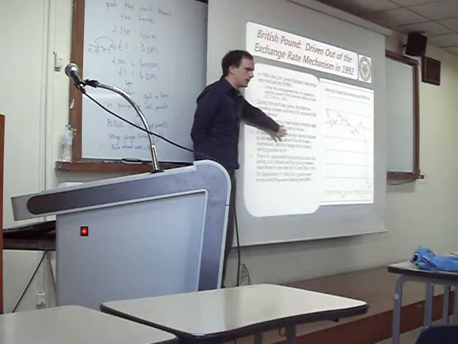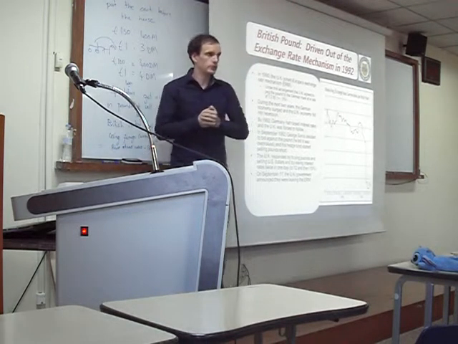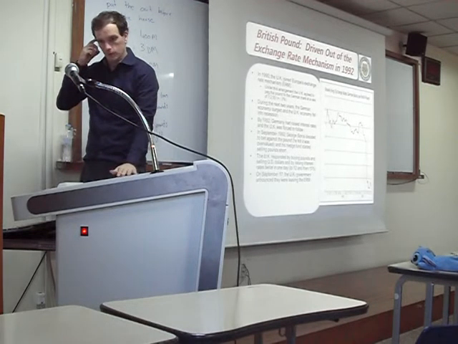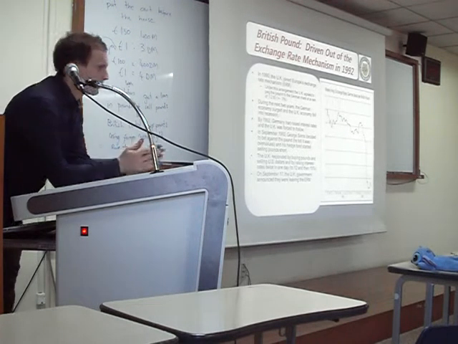So George Soros and some other speculators decided to attack the British pound. So explain, how did it work? How did they make a profit? What happened?